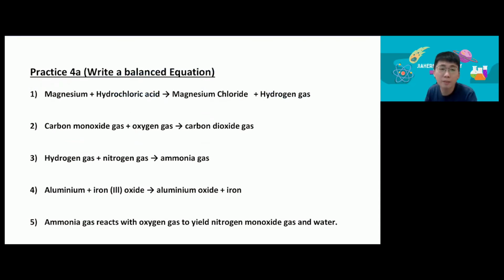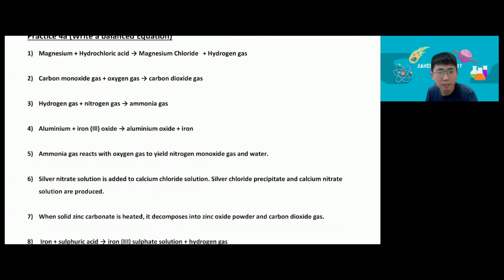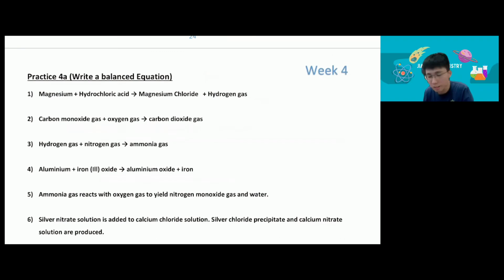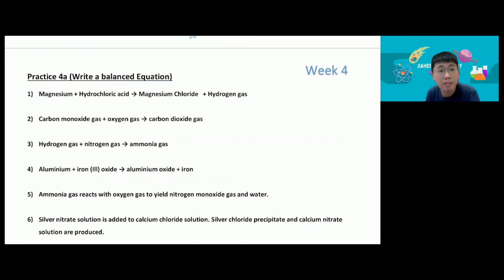Now, in exam, they might not give it to you this way. They might give you just one sentence, like the example at the bottom: when solid zinc carbonate is heated, it decomposes into zinc oxide powder and carbon dioxide. You need to build an equation from a sentence. So some basic practice right here is, I give you the equation form, and you try to use the names and write out the symbols first.